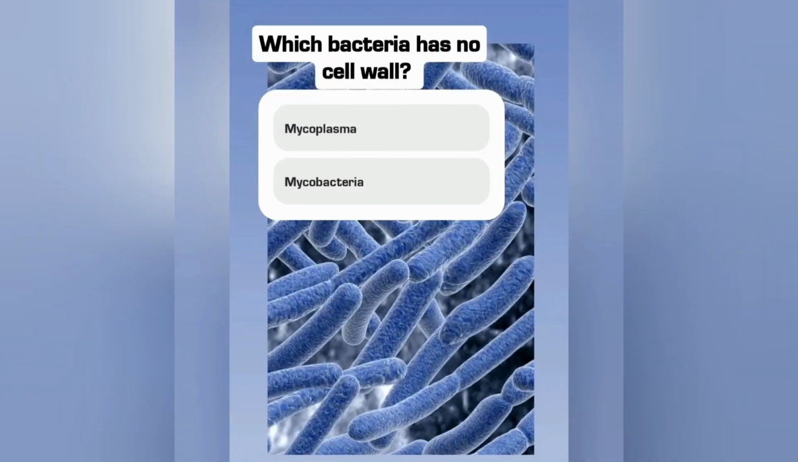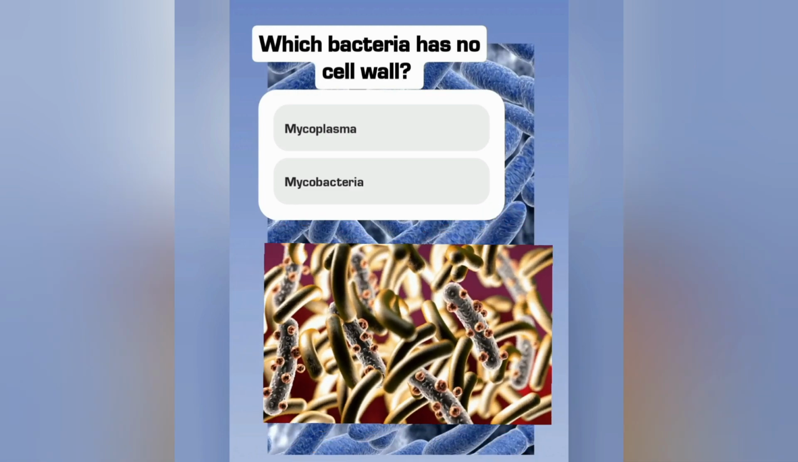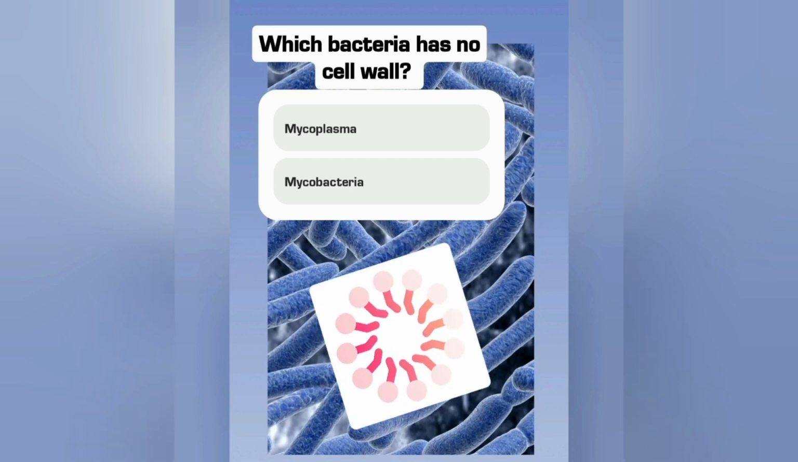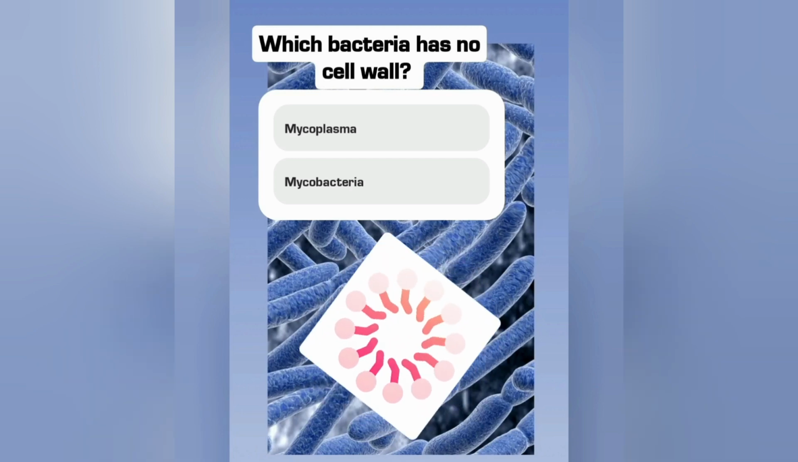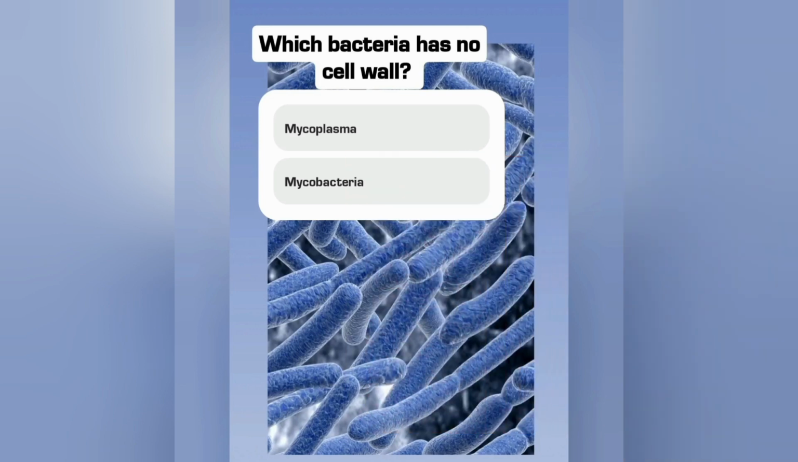Finally, our last question. Mycobacteria has a special cell wall. Its cell wall has high lipid content. It's called mycolic acid. On the other hand, Mycoplasma is one of the bacteria that doesn't have a cell wall. Instead, it has sterols in its cell membrane to maintain stability. Another bacteria that comes to mind that doesn't have a cell wall is Ureaplasma.